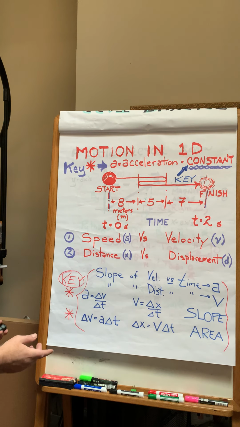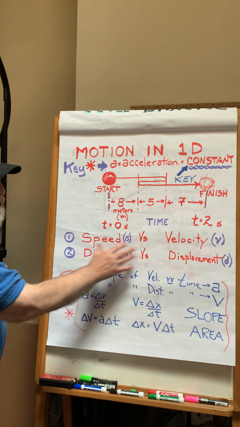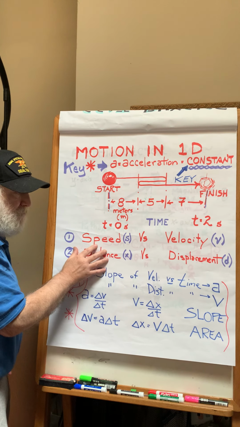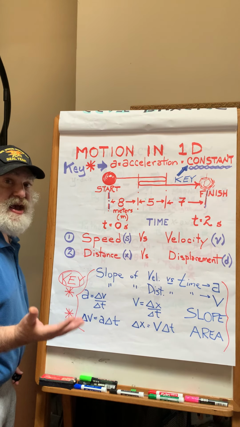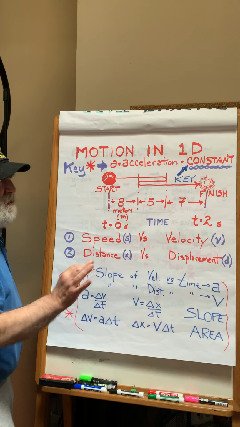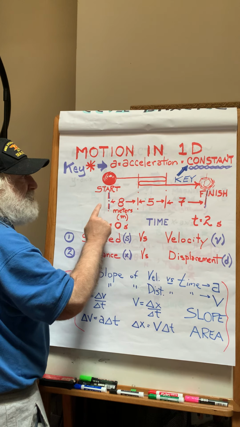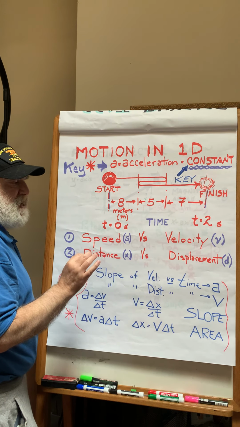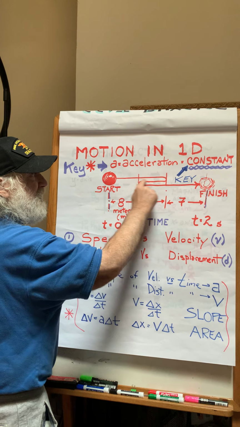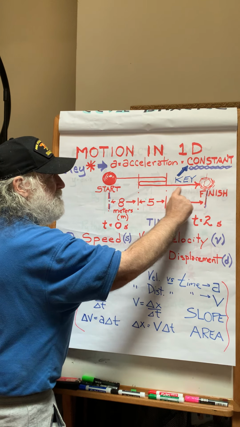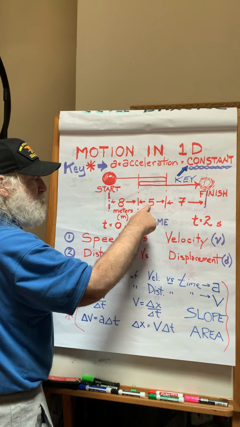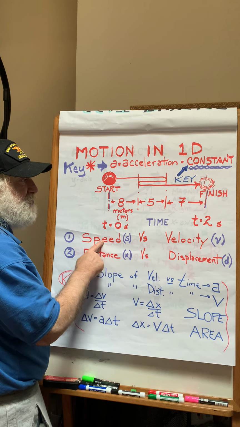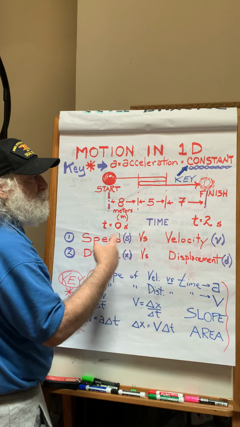So I want to make a distinction between distance and displacement, speed and velocity. Distance and speed have no direction. They're just numbers. Velocity and displacement are vectors. They have numbers and direction. And so I can easily show you that here. If we start with this big red sphere ball and it moves to here, moves back, and moves to the finish, the distance that we traveled was 8 plus 5 plus 5 plus 5 plus 7. So that's 15 and 15 more for 30. So in 2 seconds, we covered in distance 30 meters. So therefore, the average speed is 30 meters in 2 seconds, or 15 meters a second.